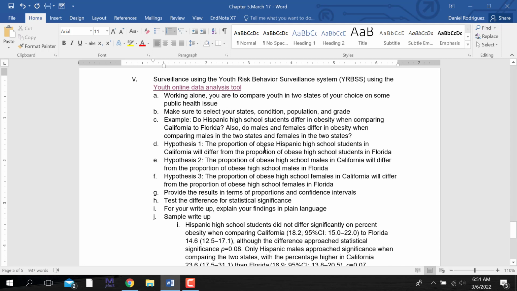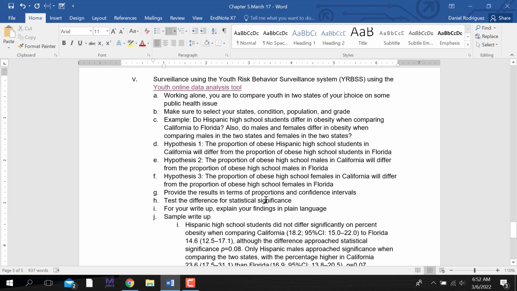So here are my hypotheses. Hypothesis 1: the proportion of obese Hispanic high school students in California will differ from the proportion of obese high school students in Florida. Hypothesis 2: the proportion of obese high school males in California will differ from the proportion of obese high school males in Florida. The third one is the proportion of obese high school females in California will differ from the proportion of high school females in Florida.